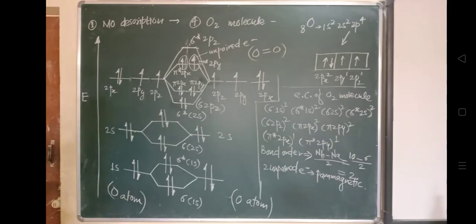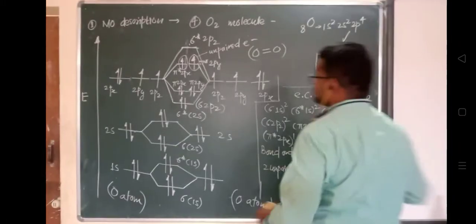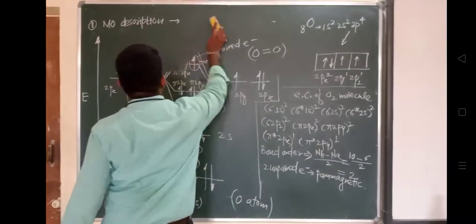Now the next one, we will observe it for the fluorine molecule. Okay, let's look at the F2 molecule. The fifth one is for the F2 molecule.